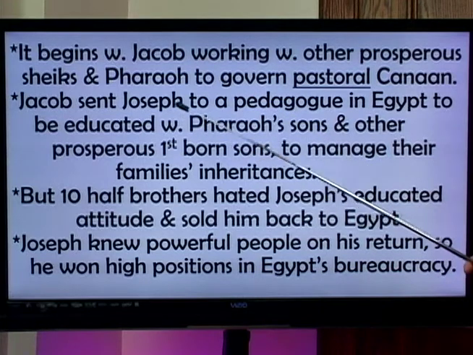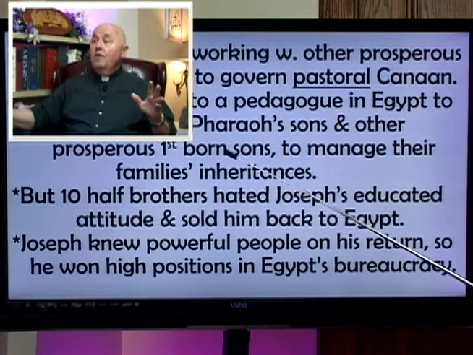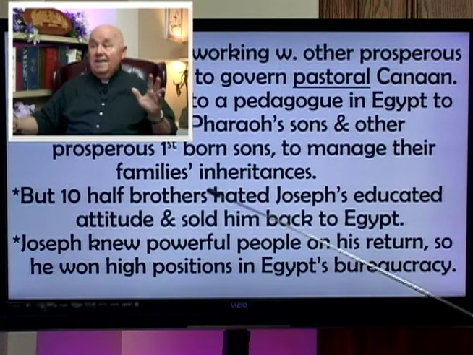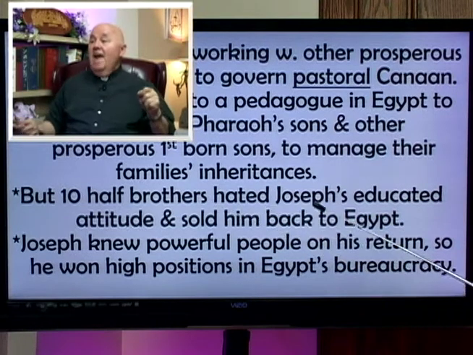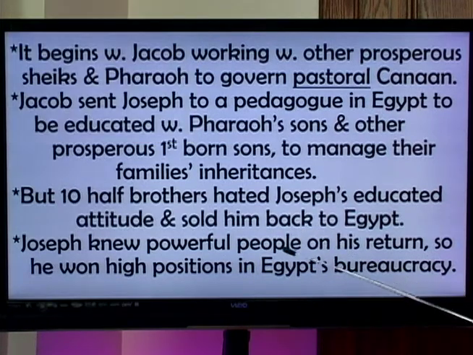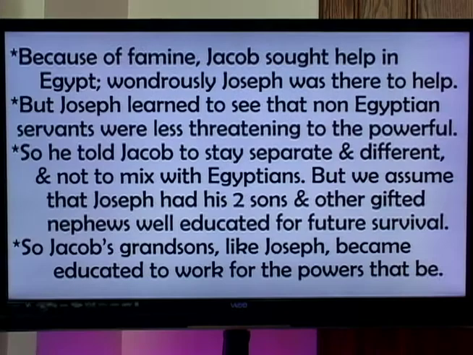We go on to our next screen and we read, it begins with Jacob working with other prosperous sheiks and Pharaoh to govern pastoral Canaan, which is later called Israel. Jacob sent Joseph, his son, to a pedagogue in Egypt to be educated with Pharaoh's sons and other prosperous firstborn sons to manage their families' inheritances. But 10 half-brothers hated Joseph's educated attitude and sold him back to Egypt. Joseph knew powerful people on his return to Egypt, so he won high positions in Egypt's bureaucracy.